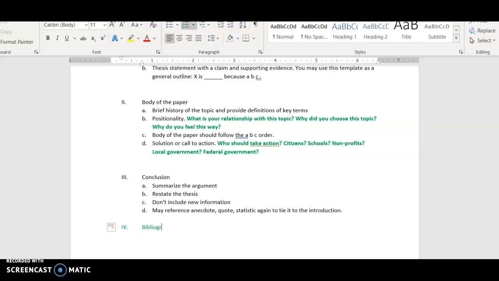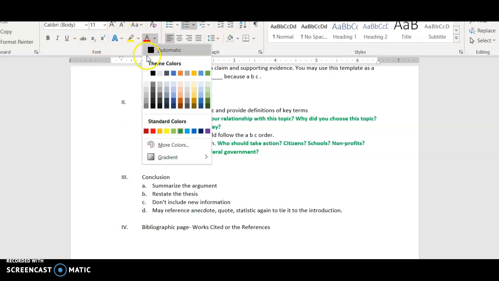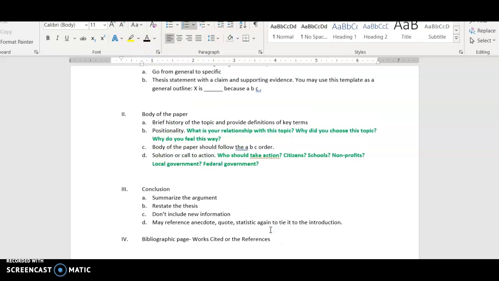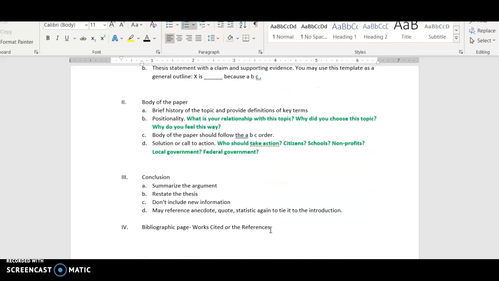And then you need that separate bibliographic page. This could be the works cited, if you're using MLA, or the references page. So don't forget that all of that needs to be on a separate page, and it does not count towards your page length. So here's sort of an outline you can follow to help as you write your paper.